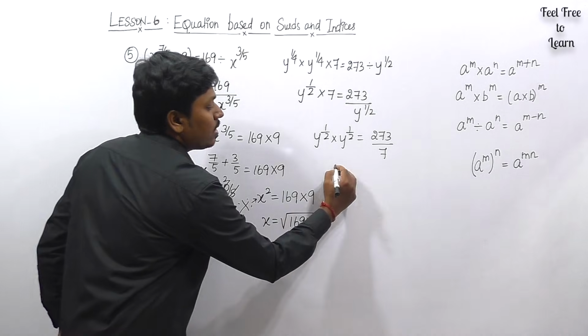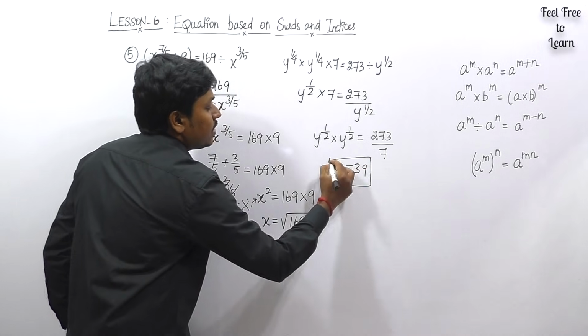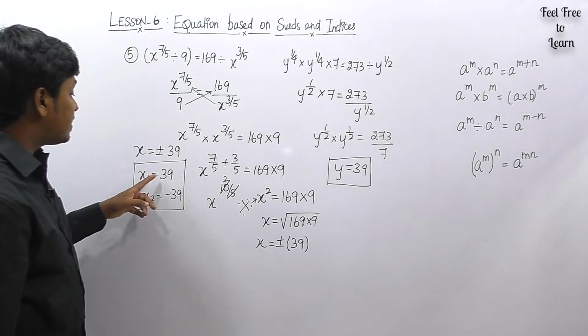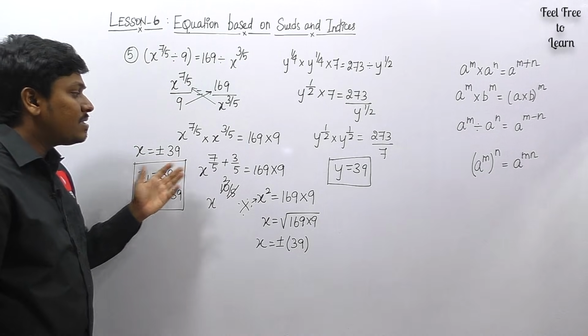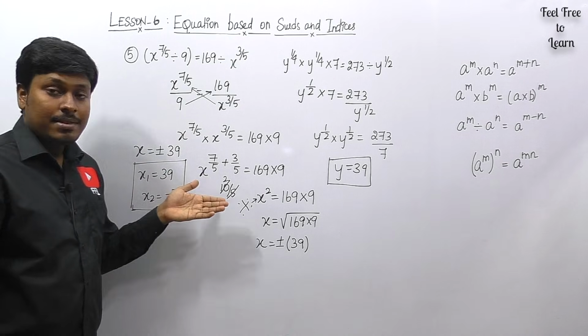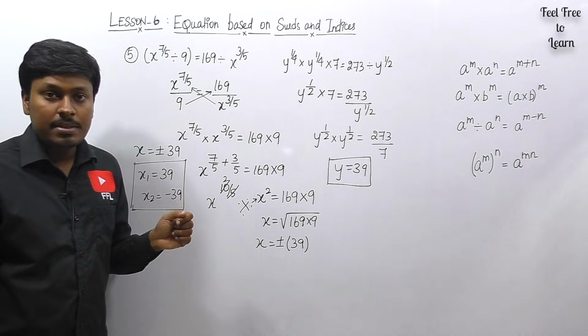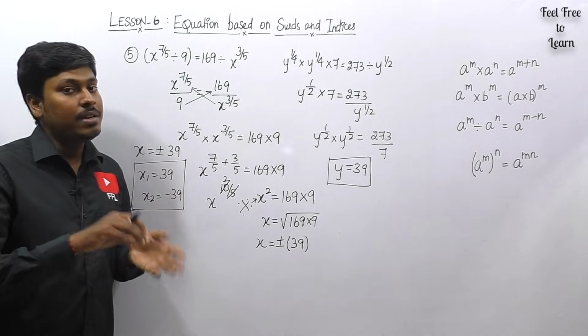So finally we got y is equal to 39. So friends, we got y is equal to 39, but x is equal to plus 39 and minus 39. So now we need to compare the relationship between x and y. Friends, which is most important, starting from lesson number 1, I am repeatedly saying a concept. The meaning of comparison is we need to compare all the x values with the y value.